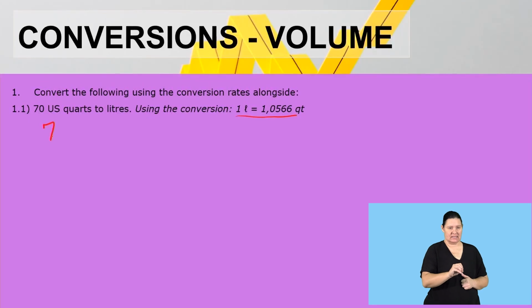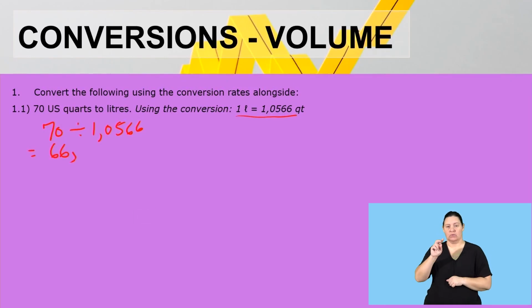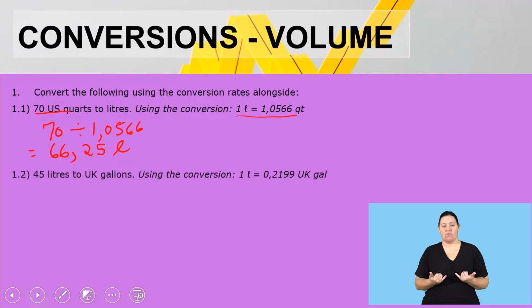I'll take my 70, and in this case, I will divide that by 1.0566. So when I type that in on my calculator, 70 divided by 1.0566, that should give us an answer of 66.25 liters. All right, so can you see? In this case, the quarts was given to us. We converted from imperial to metric. Let's look at another example.